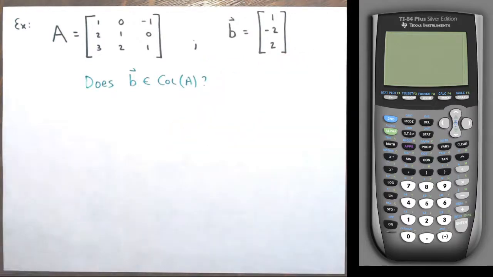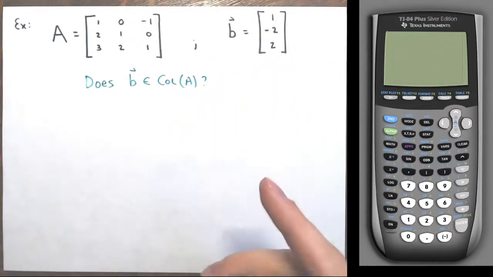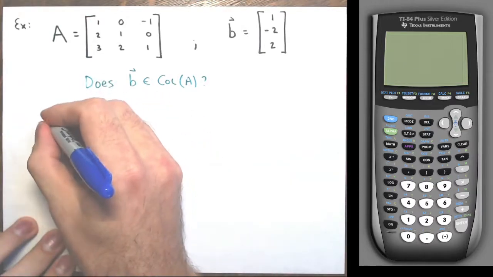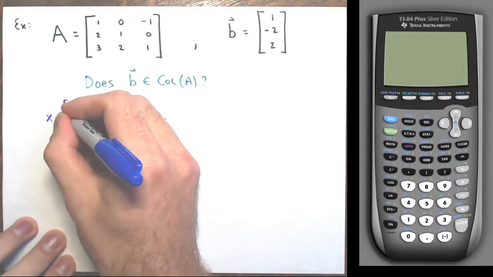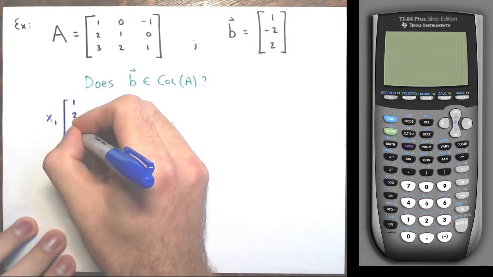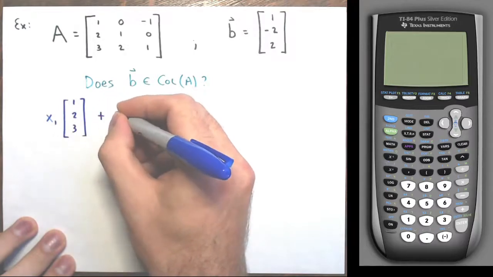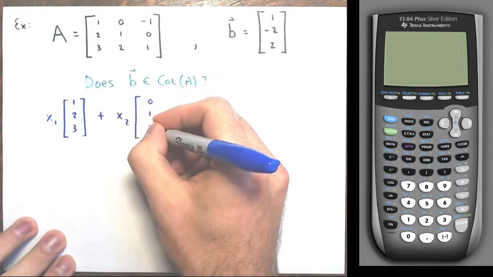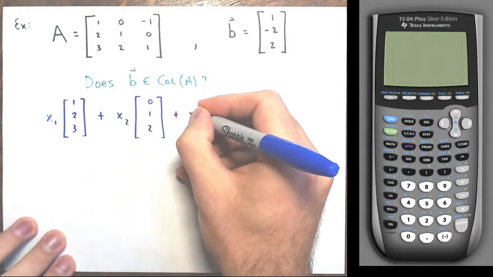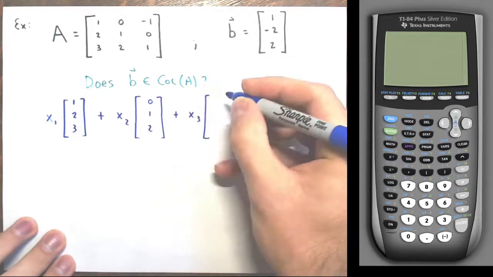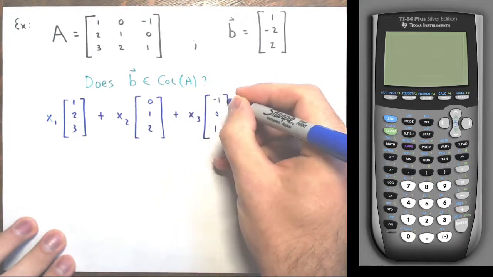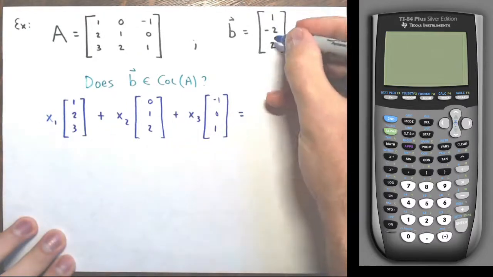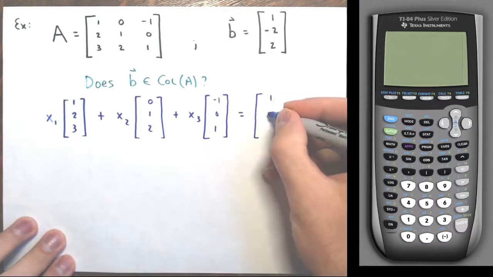Right. So the last example with 1, 1, 1, it did. All right. So what we're trying to do is find solutions to this equation, right? Can I find an x1 multiplied by the first column of A, plus an x2 times the second column of A, plus an x3 times the third column of A? Can I find an x1, x2, and x3 that'll give me this vector b here? All right, so 1, negative 2, 2.